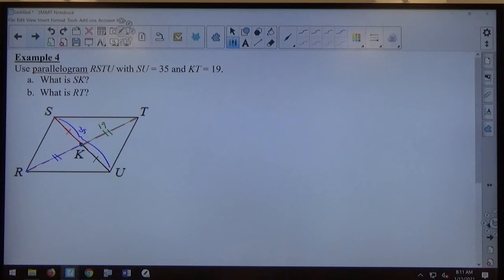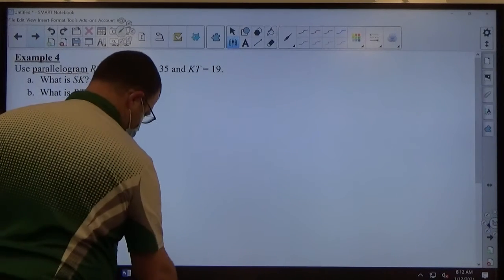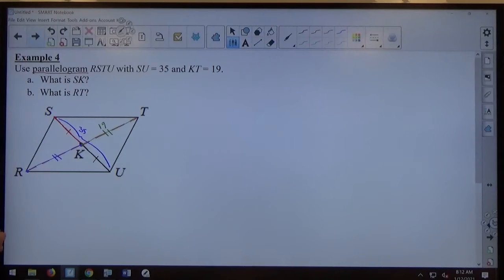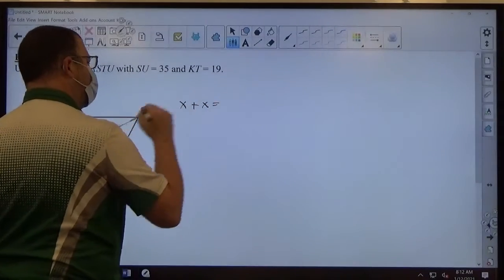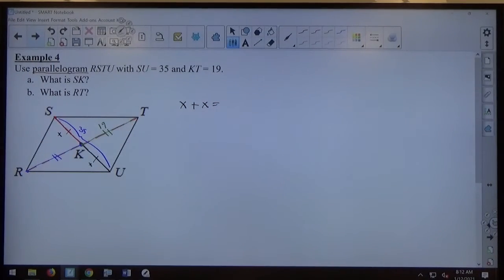So part A says, what is SK? Well, we know that SK is the same as KU, right? So if I call this X and call this X, because they're equal to each other, I know that X plus X equals what? 35, right? Segment addition postulate back from chapter 1. When two short segments make a long segment, they add up to the length of the long segment. So small plus small equals long.